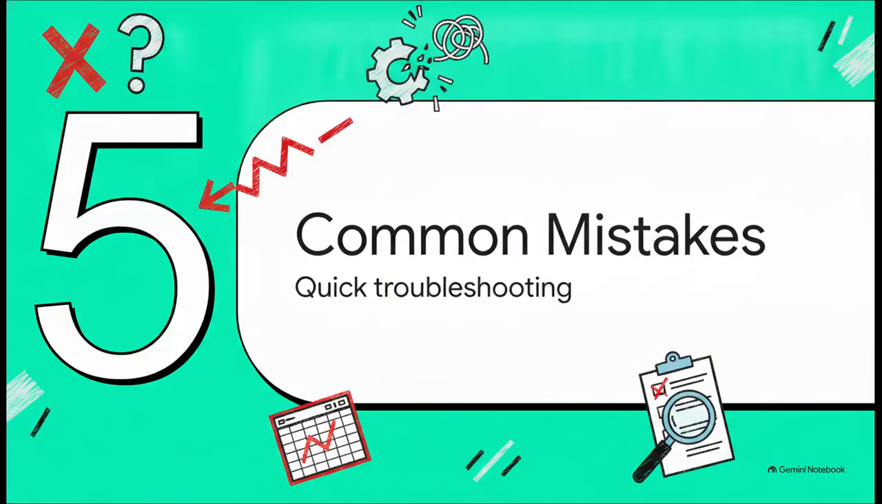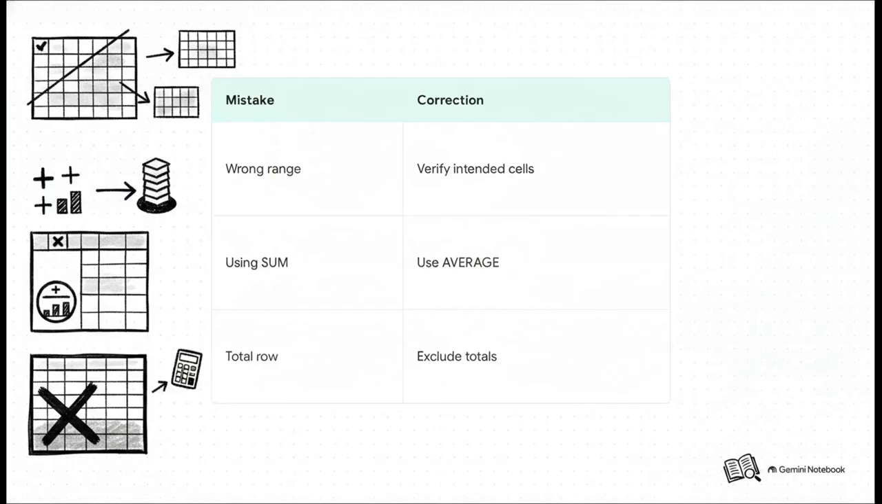Section 5. Avoiding common mistakes. Quick troubleshooting for beginners. Let's wrap this up by arming you against some common beginner traps. Here are 3 rapid-fire errors to watch out for. First, selecting the wrong range. If you mean to average B2 through B5, but you accidentally type B50, your data is going to be wildly skewed. Always visually verify your cells.